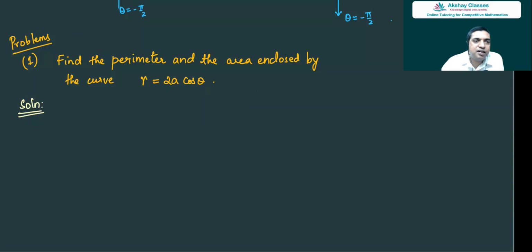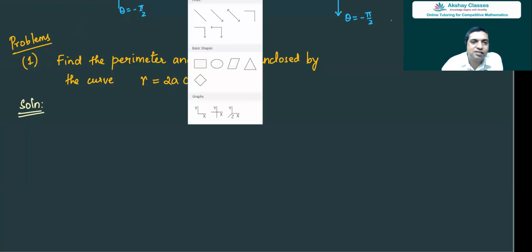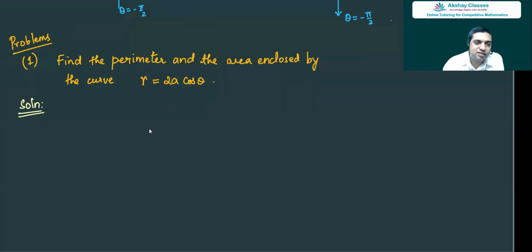So, good. So what is the answer now? What is the perimeter of that circle? Perimeter of a circle of radius A or radius R is 2 pi R, right? So 2 pi A will be the perimeter. What is the area enclosed? Pi A square. You don't have to do anything. Just that if you know the polar representation, what it is, you can directly write the answer.